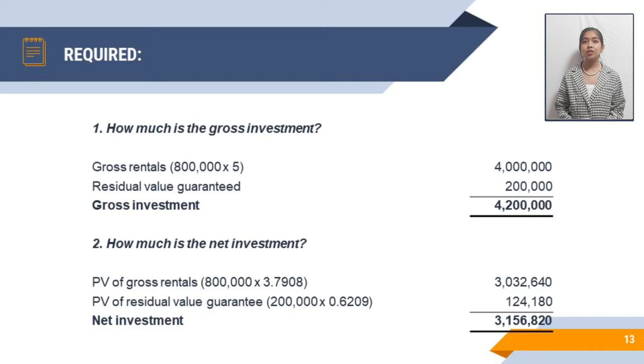Sa net investment naman, the 3,032,640 of present value of the gross rentals, which is the product of 800,000 and 3.7908, will be added to 124,180 of present value of the residual value guaranteed, which is the product of 200,000 and 0.6209. So therefore, the total of net investment will be 3,156,820.